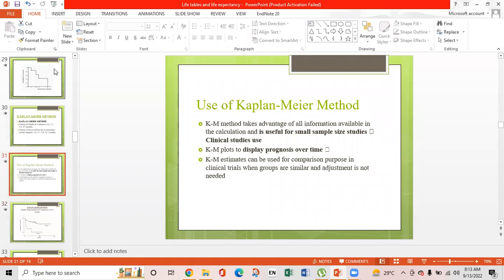The Kaplan-Meier method takes advantage of all information available in the calculation and is useful for small sample size studies. Clinical studies use KM plots to display prognosis over time, and KM estimates can be used for comparison purposes in clinical trials when groups are similar and adjustment is not needed.